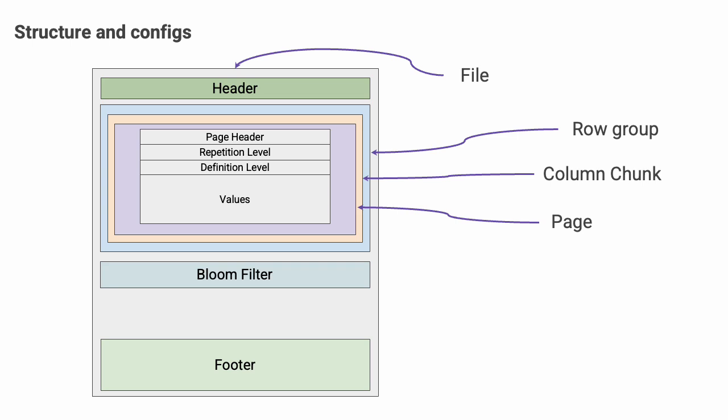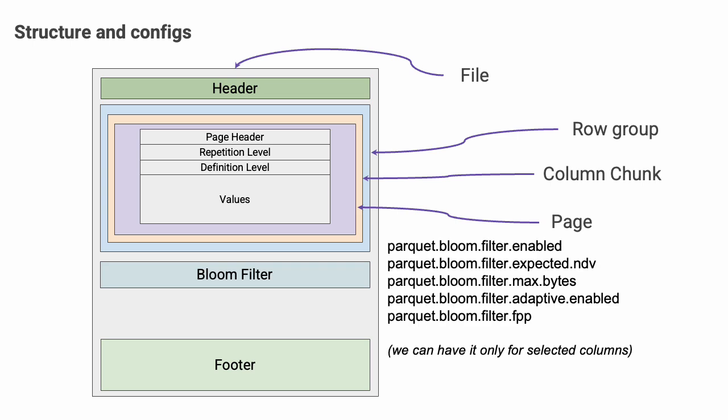So we can have a Bloom filter across all the columns, but we can also choose on which columns we want a Bloom filter. It's not mandatory to have a Bloom filter for every column. And the size of the Bloom filter is 1 megabyte. So there is one Bloom filter for every row group.